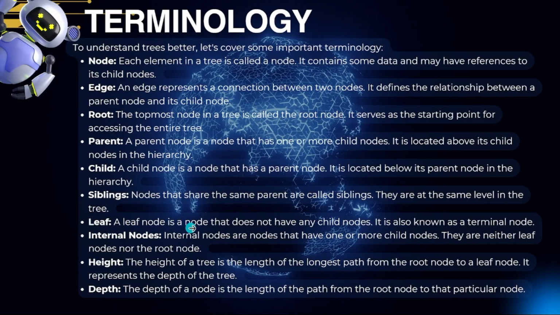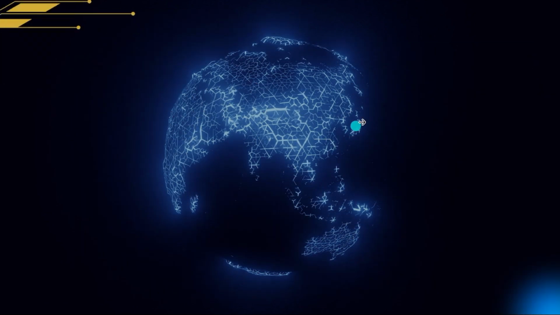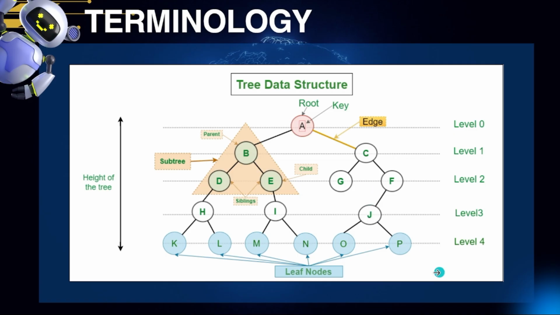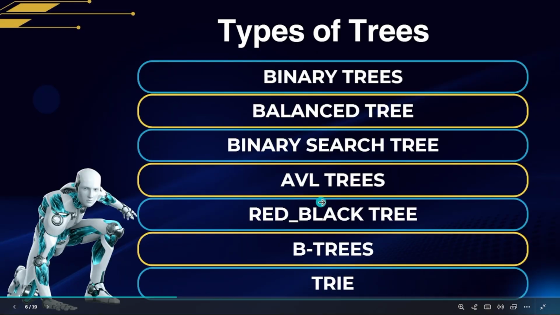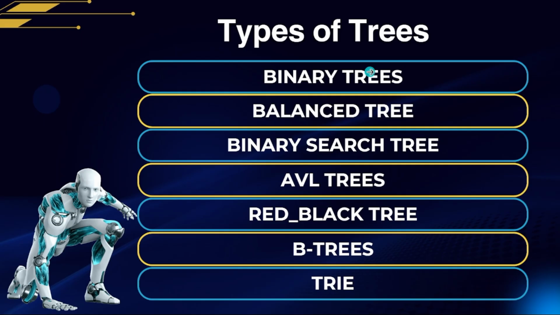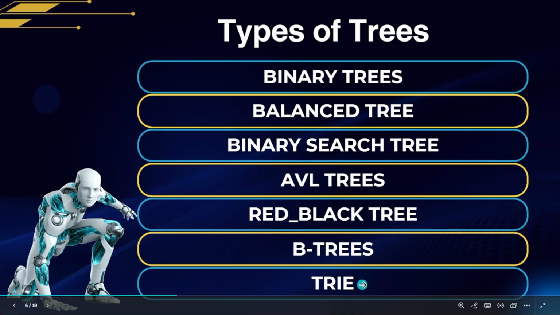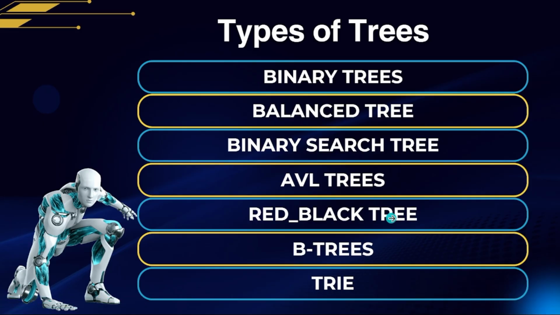Depth of a node is the length of the path from the node to the particular node. So, if you look at this one. Then we have types of trees. We have binary trees, balance trees, binary search tree. Then kanang binary search tree na ay AVL trees, red black trees, and B trees and Trie. So after this, we're going to discuss it one by one.